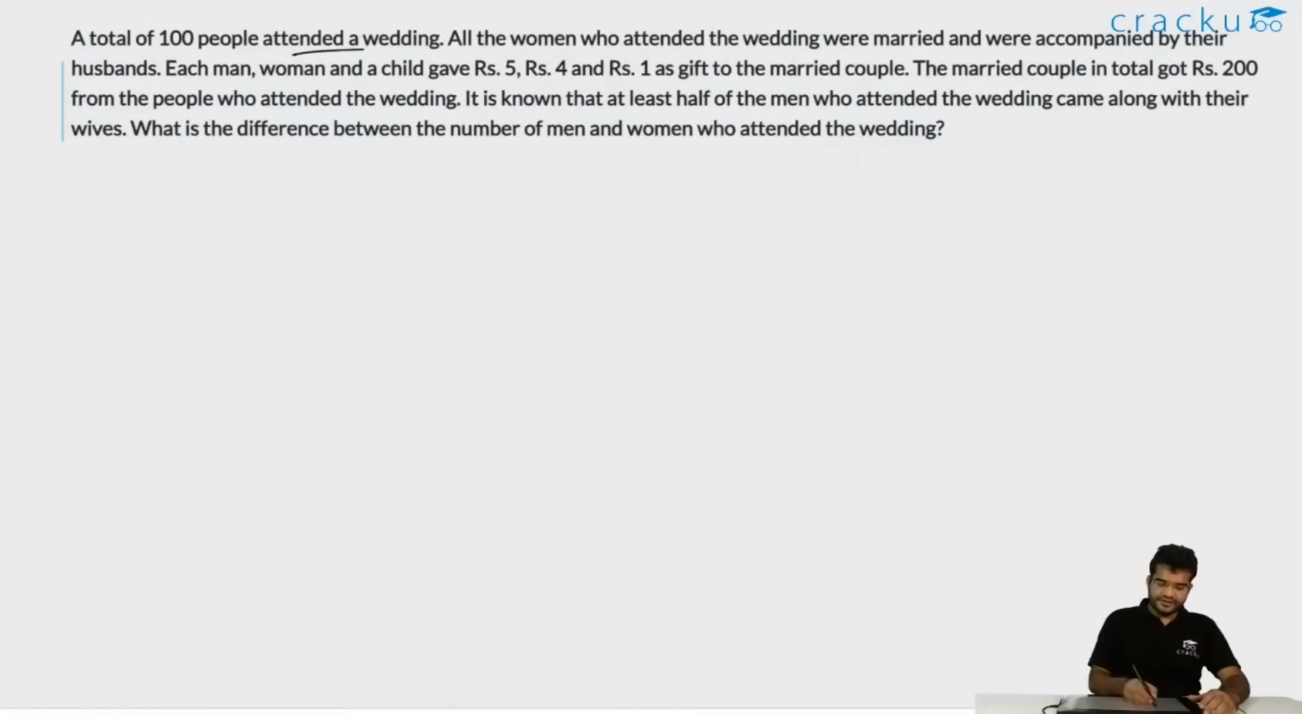In this question, we are told that 100 people have attended a wedding. These 100 people include some men, some women and some children. So, if you are assuming that the number of men who attended the wedding is M, plus the number of women who attended the wedding is W, plus the number of children who attended the wedding is C, M plus W plus C is equal to 100.